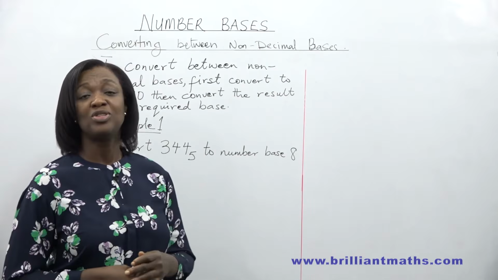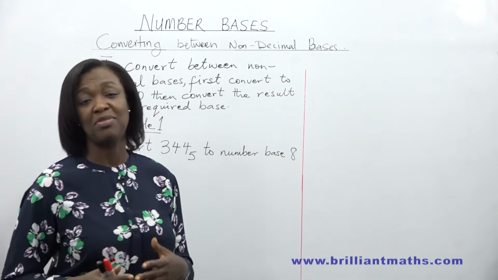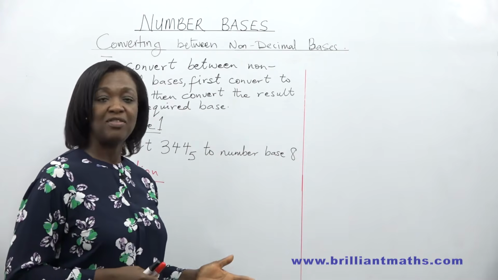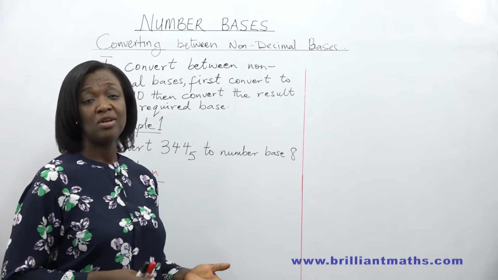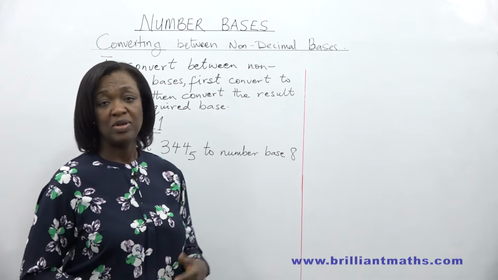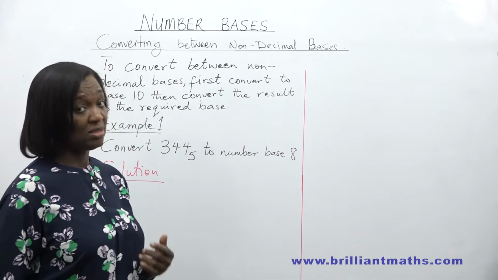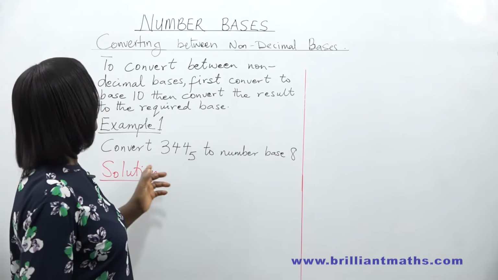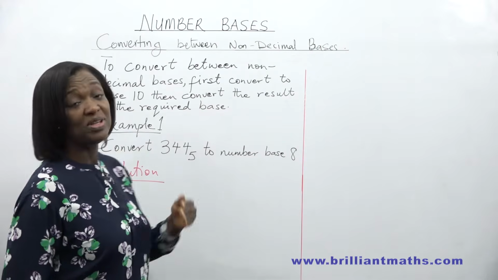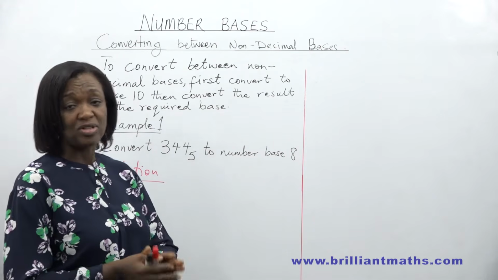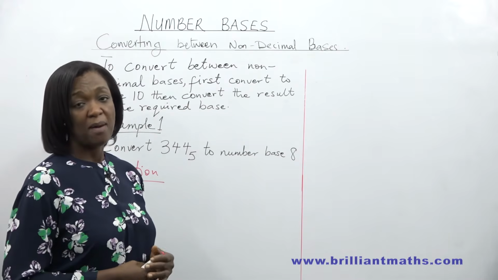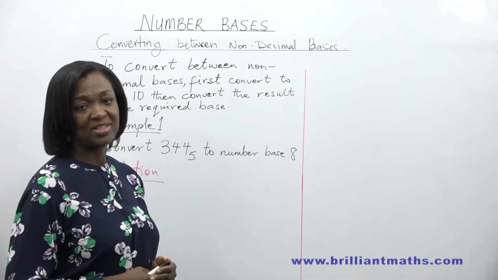In this lesson, we want to convert between non-decimal bases. What do I mean by that? Converting from, let's say, base 2 to base 3, or from base 7 to base 4. And it's quite easy. To convert between non-decimal bases, first convert to base 10. Convert that number to base 10, and then convert the result to the required base. It's as simple as that.